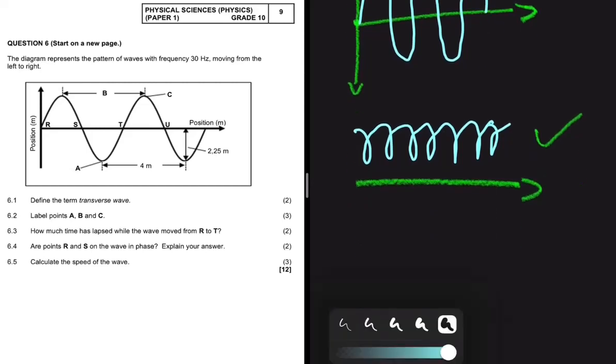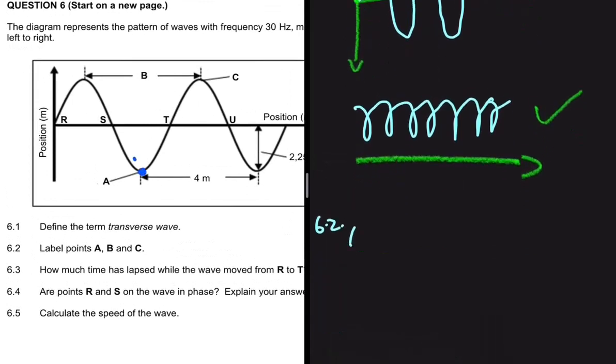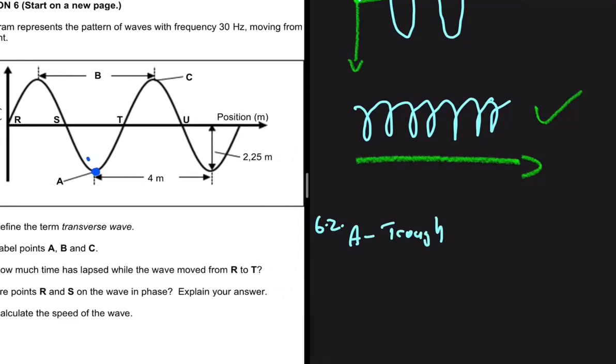Let's look at 6.2. Label the points A, B, and C. Let's go ahead and look at point A. Point A in a transverse wave is what we call a trough. So point A is a trough. For the sake of clarity, this point here that I'm highlighting, this is another trough.